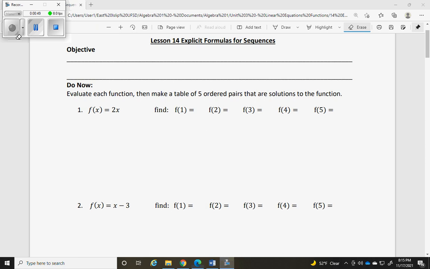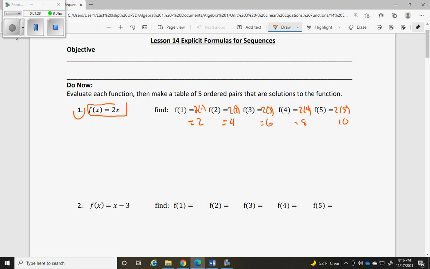So the do now is fairly straightforward. In number one, we have to evaluate f of x, which is defined as 2 times the input. So if I want to find f of 1, I do 2 times 1 to get 2, 2 times 2 to get 4, 2 times 3 gives me 6, 2 times 4 gives me 8, and 2 times 5 gives me 10. So guess what? I pretty much just did everything that the objective said.